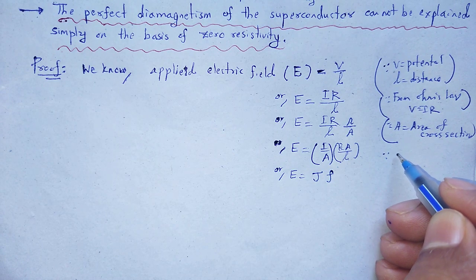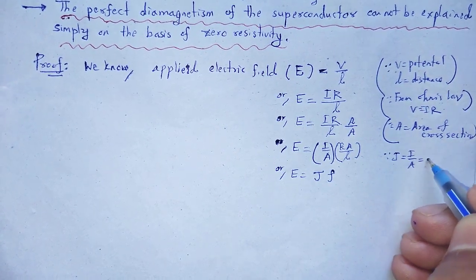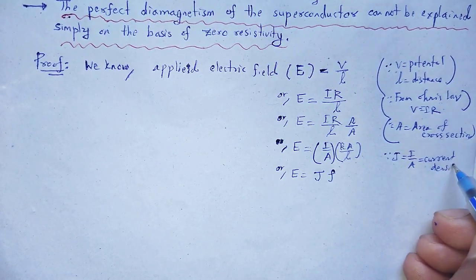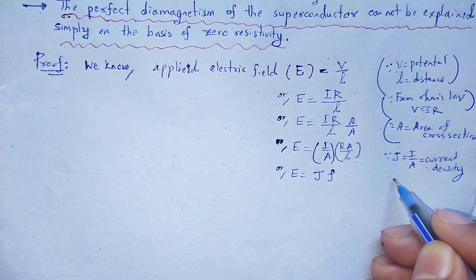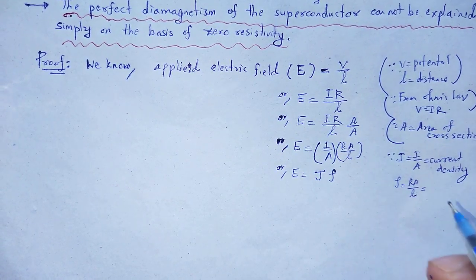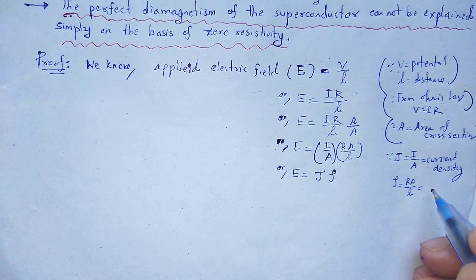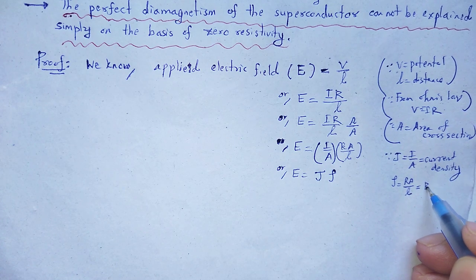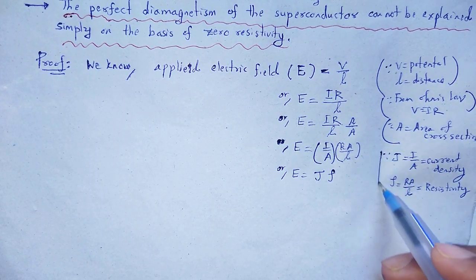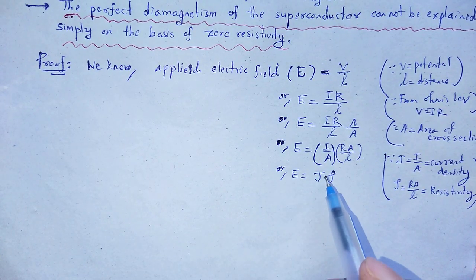Therefore, J is I by A, the current density, and rho is RA by L, resistance times area divided by length, the resistivity. E is equal to J into rho.